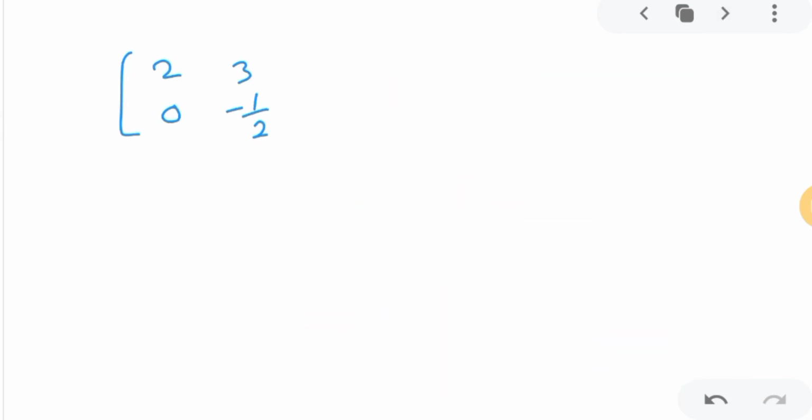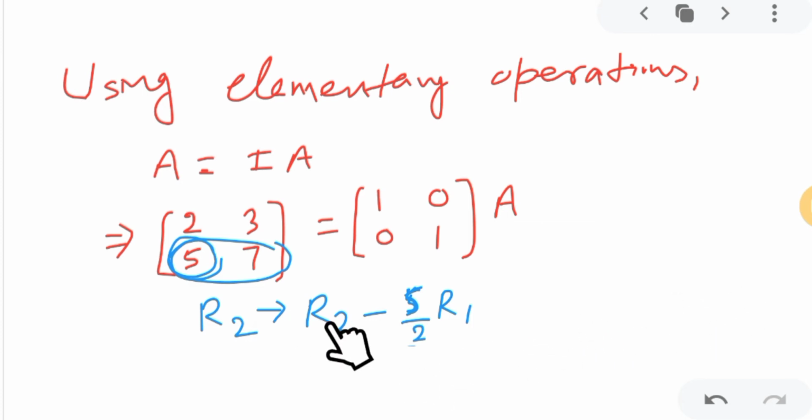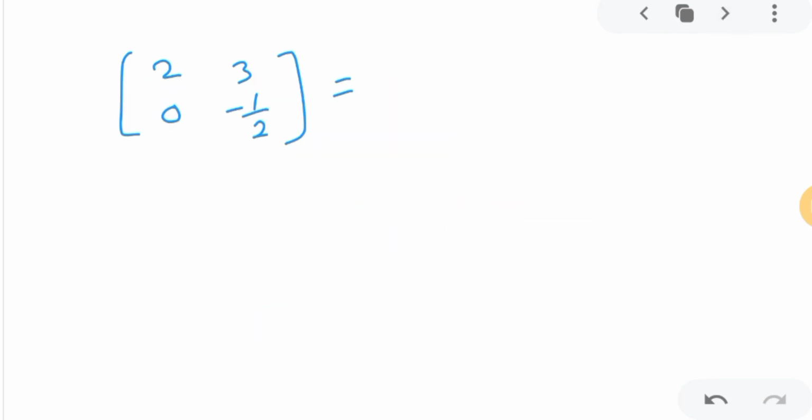Okay. So this is the left side. On the right side also we will perform the same operation. This operation only on the right-hand side. So on the right-hand side, the first row is the same, 1 0. I am not performing any operation on the first row, so this will be 1 0, correct? And this A will be A only.